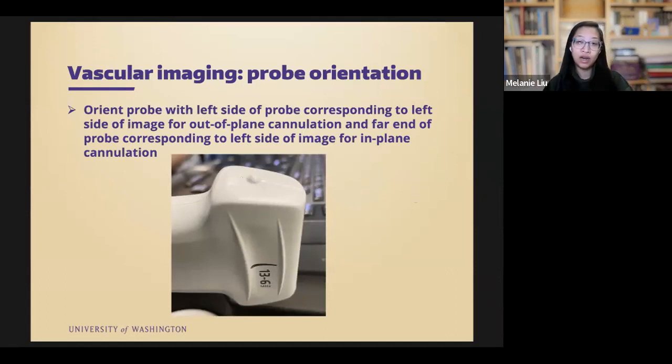So if you're scanning the right neck, then you want the left side of your screen to be medial, right? And if you're scanning the left neck, then you want the left side of the screen to be lateral. So again, kind of mimicking which way your needle is going to be moving.